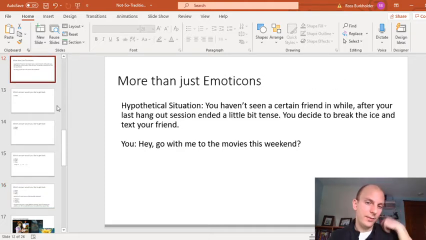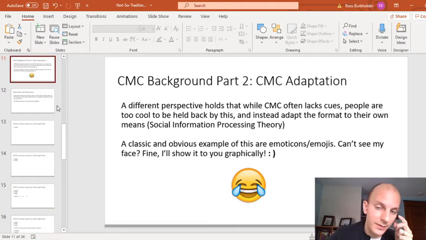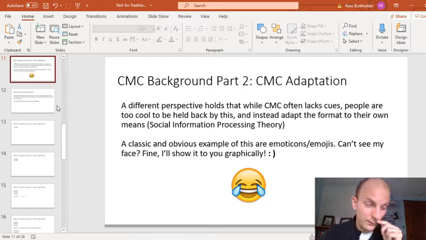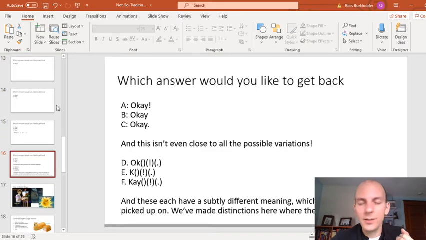Regardless, let's go back to the home point here of CMC adaptation. The point is that people will find different ways to express themselves grammatically, to communicate, to convey the various things that they would normally in face-to-face communication. They just do it differently. Cool. That's all I want to say about these two different theories of computer-mediated communication, because they have bearing on computer-mediated grammar and English grammar in general.